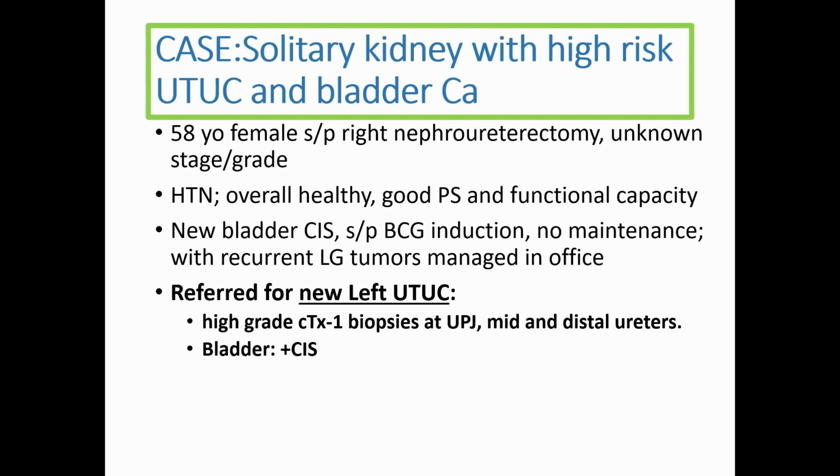Develops bladder CIS, and then gets BCG induction. Maintenance was not given, and then had recurrent low-grade tumors that were managed in the office. She's then referred because she develops left-sided upper tract cancer. This is her solitary kidney now. And biopsy shows high-grade TX, maybe suspicion of some lamina propria invasion, so possibly T1. It's at the UPJ, the mid-ureter and the distal ureter. It says ureters, but that's incorrect, so just the left distal ureter. And in the bladder, we have active CIS.